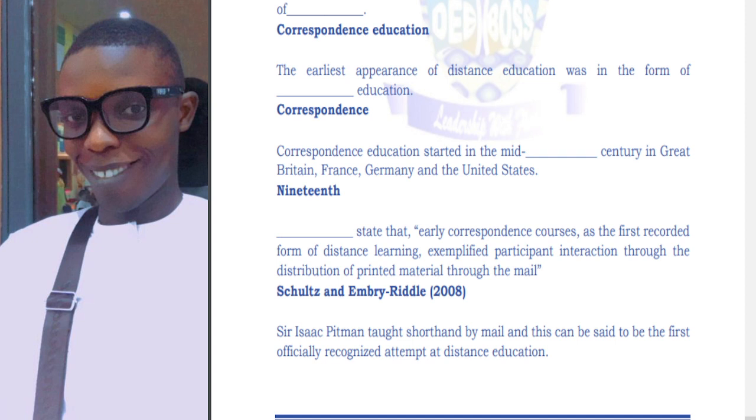Now, according to Chelsea and Embry Riddle, these are two different people, in 2008, early correspondence education as the first recorded form of distant learning exemplified participant interaction through the distribution of printed material through mail. So as I said, it has to do with mail. So passing of what? Learning materials. Okay. And these materials are printed, typed, and sent to learners via mail.